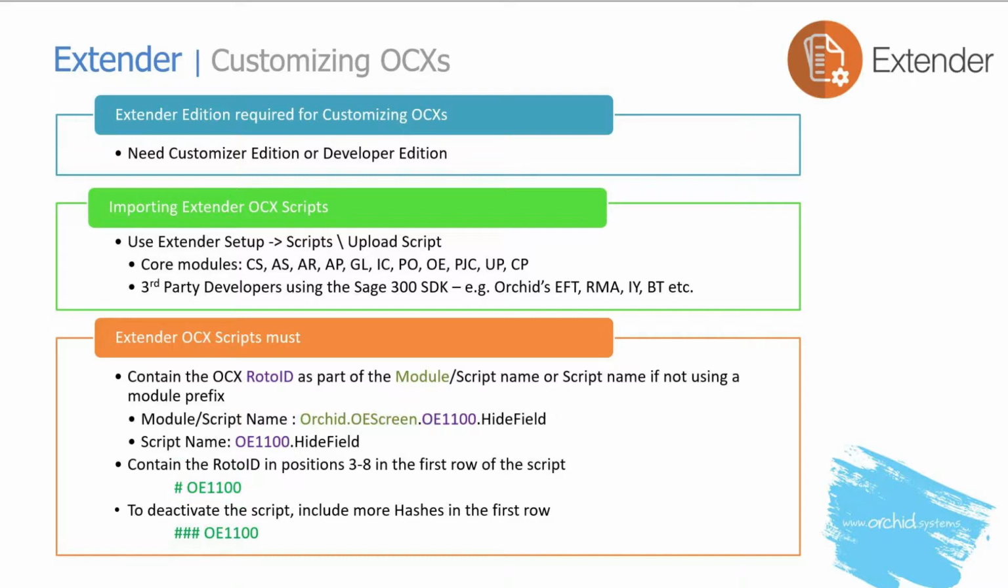OE1100. If you want to deactivate or comment out the script, all you need to do is make sure that the first row, positions 3 to 7, does not contain the roto ID, which is in the heading of that particular, or in the name of that particular script.